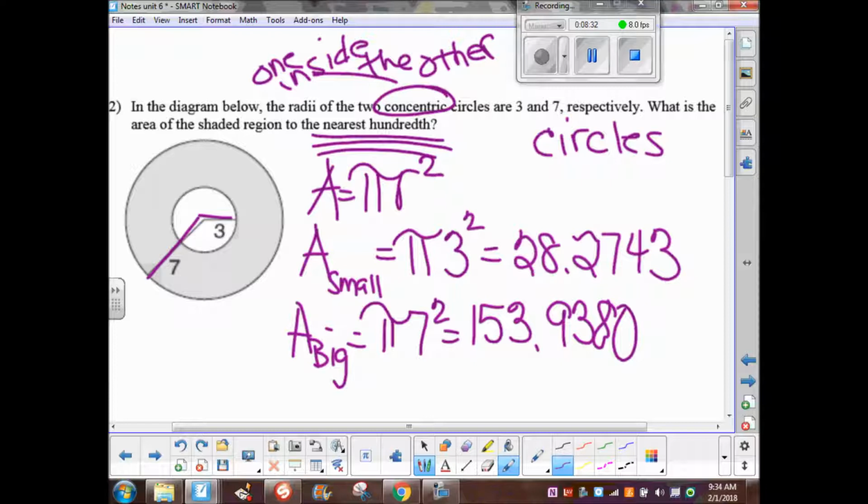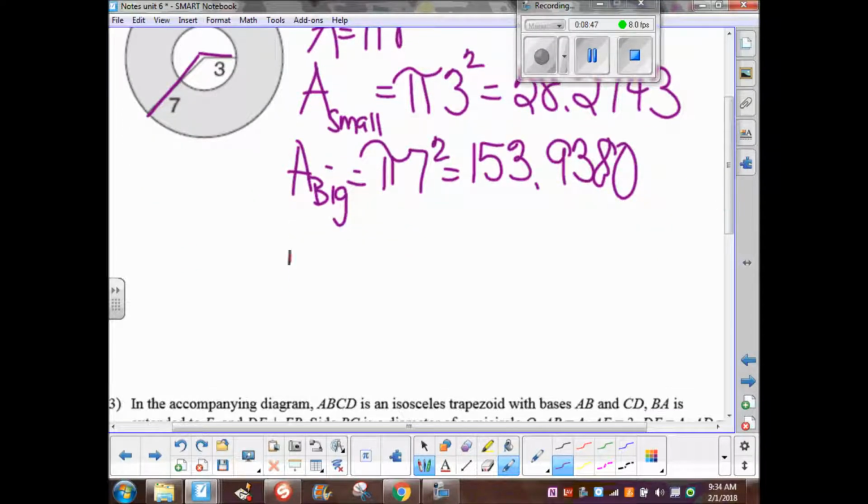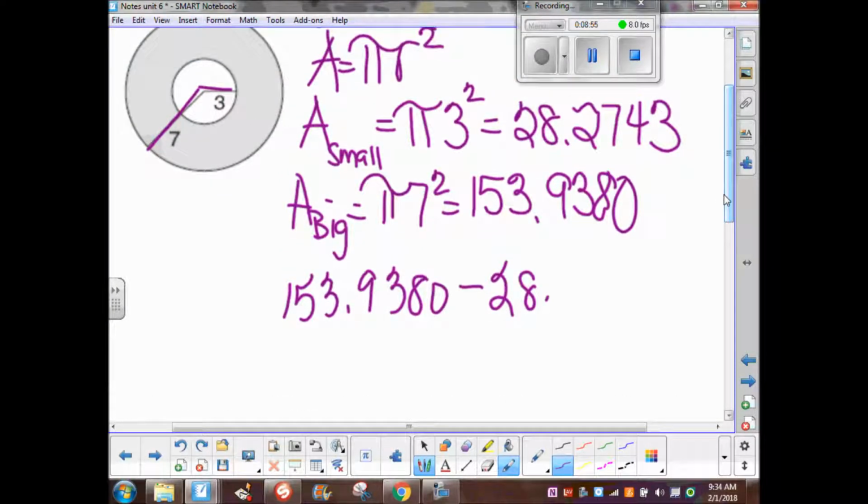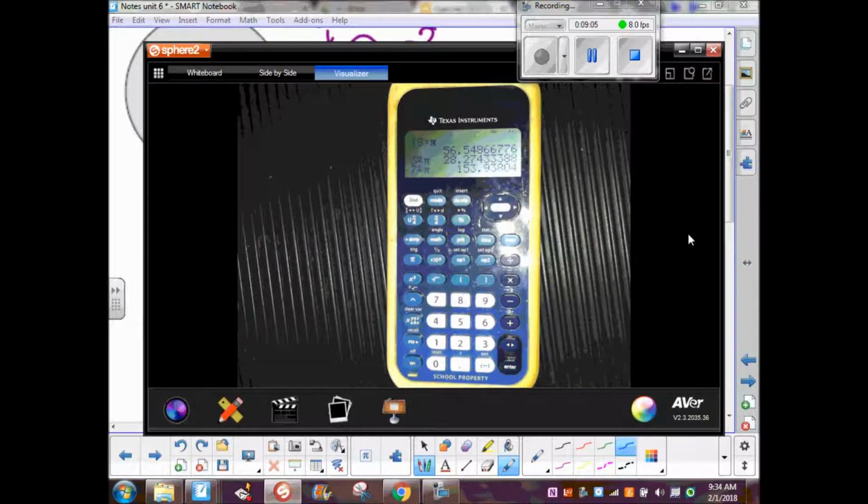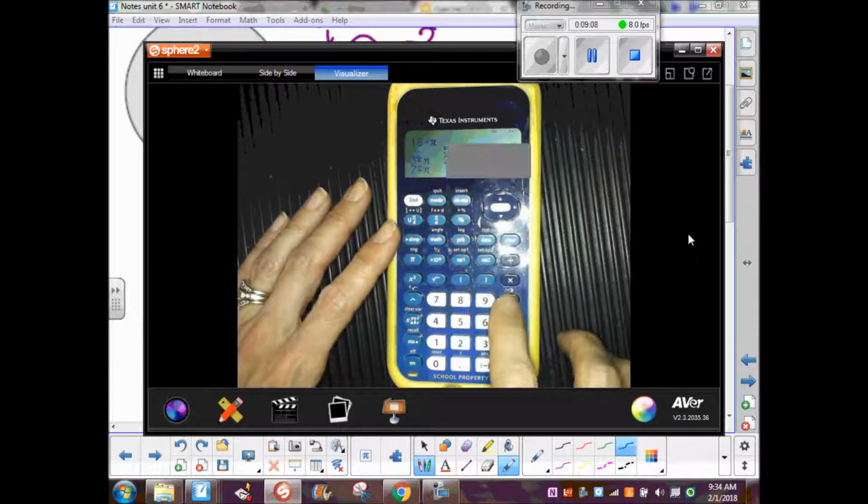So to get the area of the shaded region, what do I need to take away? The small. So I'm going to say the big minus the small. So the big is 153.9380 minus 28.2743. Now go to your calculator again. Guys, please don't even attempt to do this by hand.